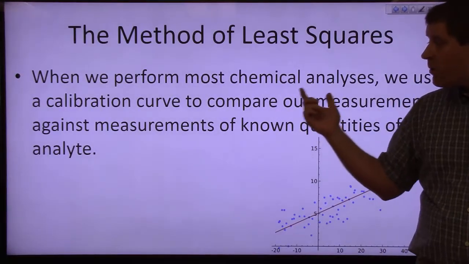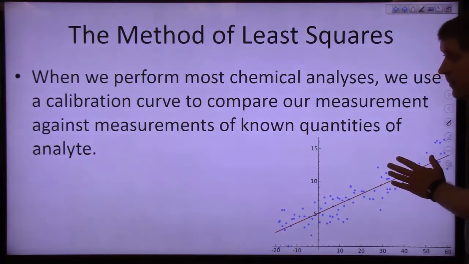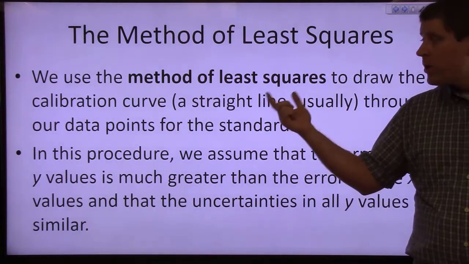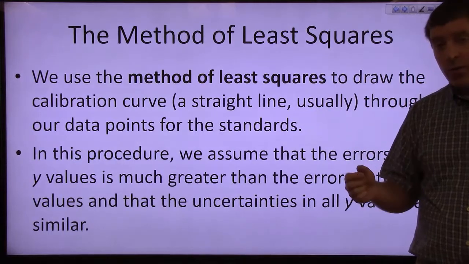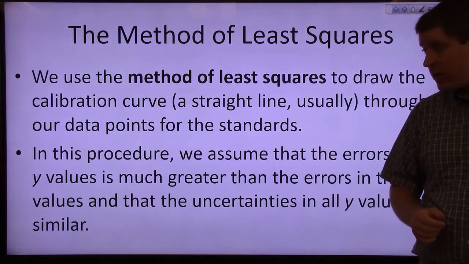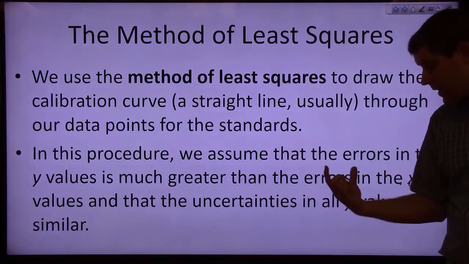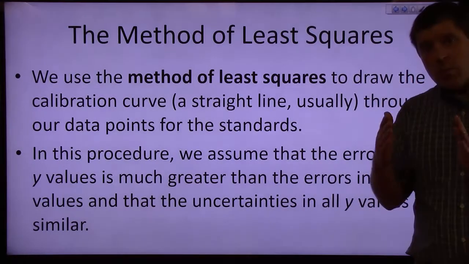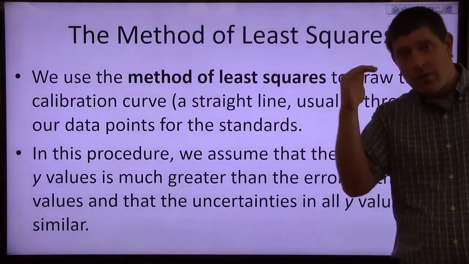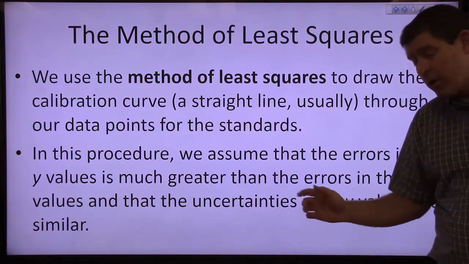When we perform most chemical analyses, we use a calibration curve to compare our measurement against measurements of known quantities of analyte. Now, we use the method of least squares to draw a calibration curve, which is usually a straight line, through our data points for the standards. Now, in this procedure, we assume that the errors in the y values are much higher than the errors in the x values. That is, we're more confident in where those data points lie on the horizontal axis than we are on the vertical axis. And we assume that the uncertainties in all of our y values are similar.